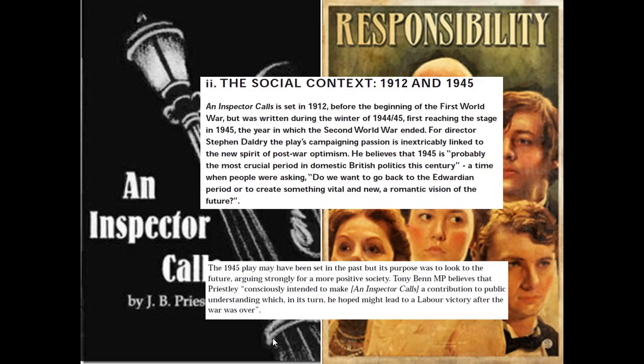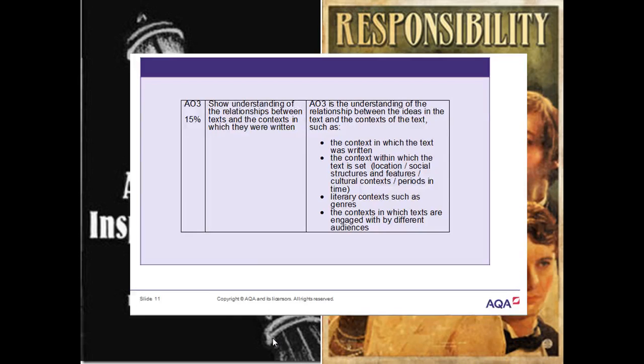In order to understand any play, you've got to figure out when it was written and how that affected it. And you might ask yourself why. This isn't a history lesson, after all. And what you've got on the screen is the reason why.